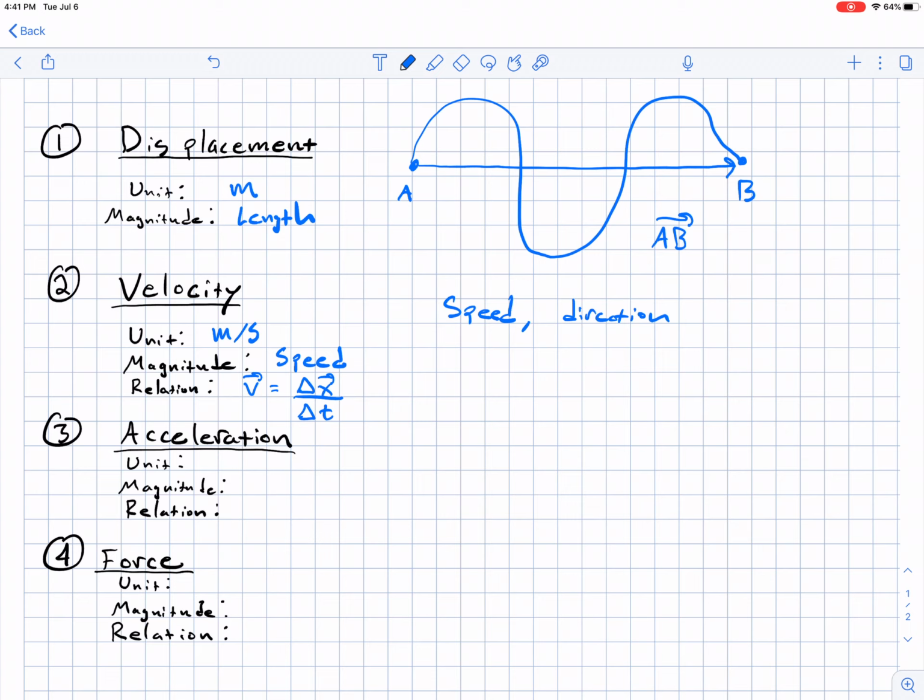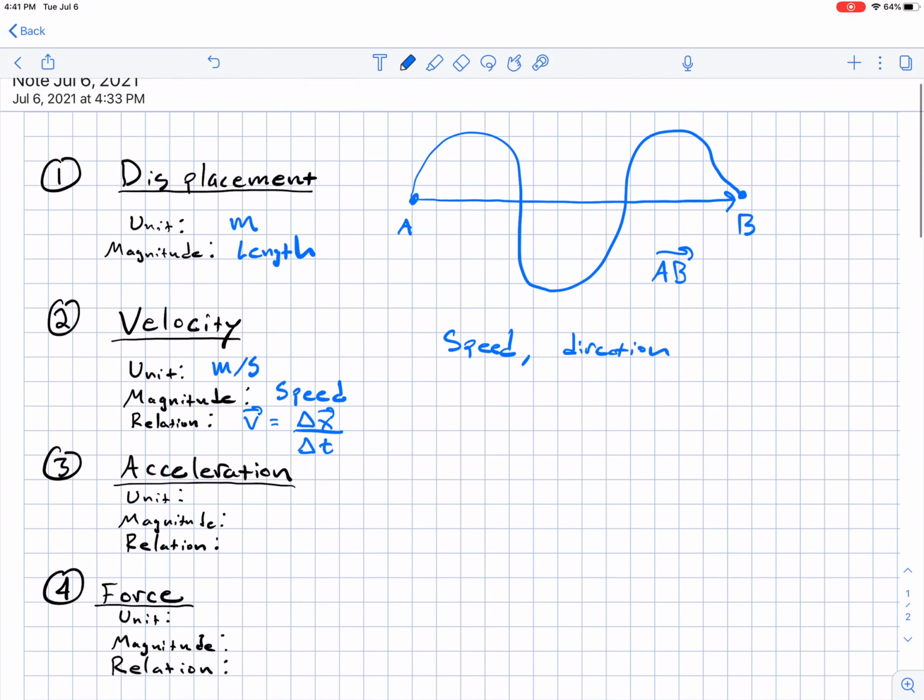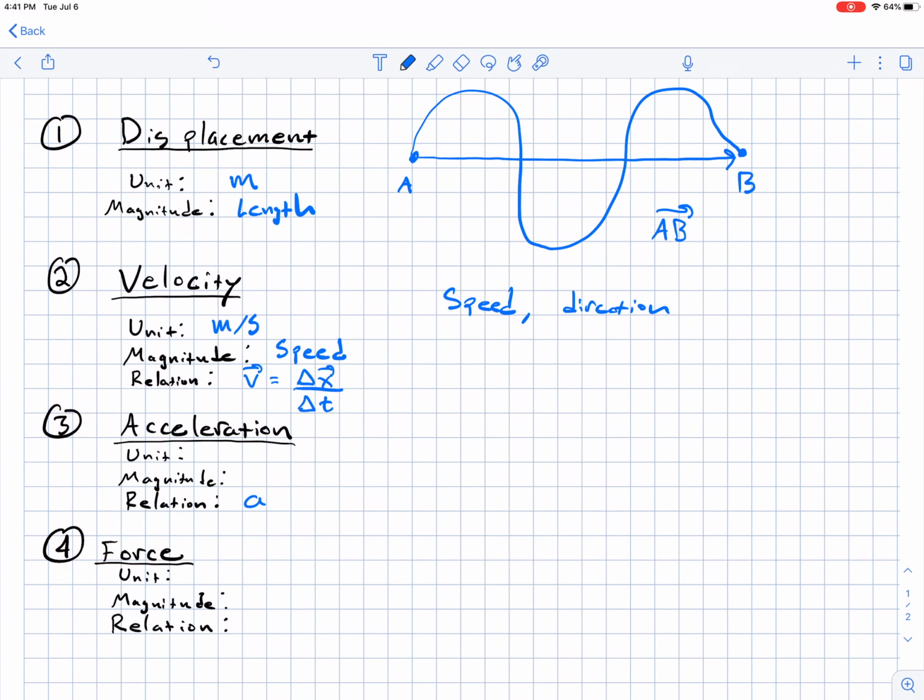Number 3 is acceleration. Acceleration is defined as a change in velocity. So in other words, the relation, just like above, see how similar that is? The unit of the acceleration is meters per second squared, and the magnitude of acceleration is just acceleration. It doesn't have a special name. It's just the acceleration without the direction.